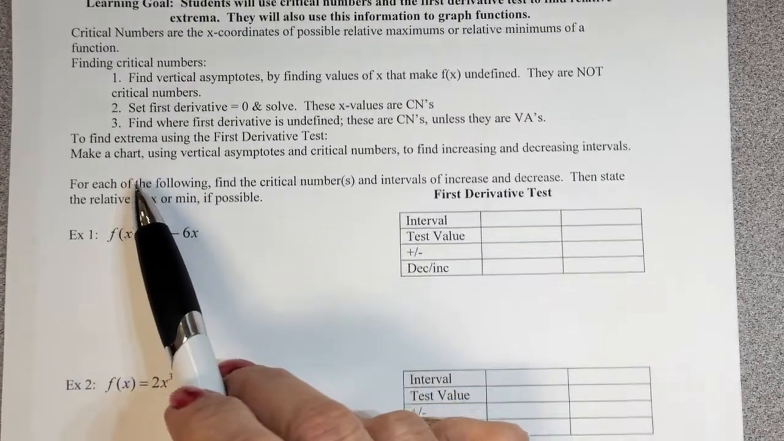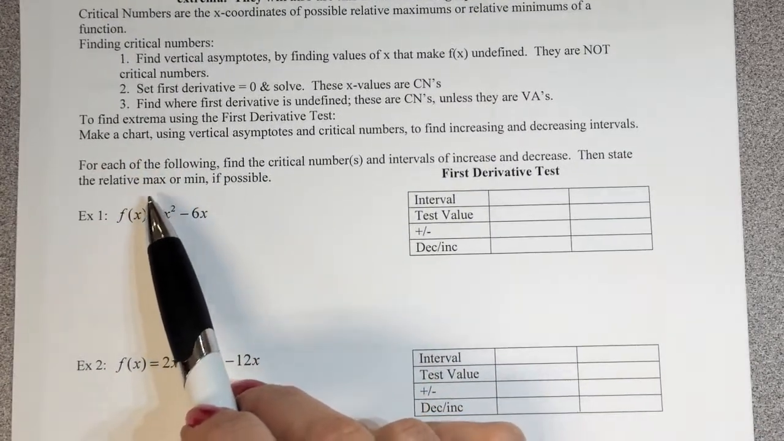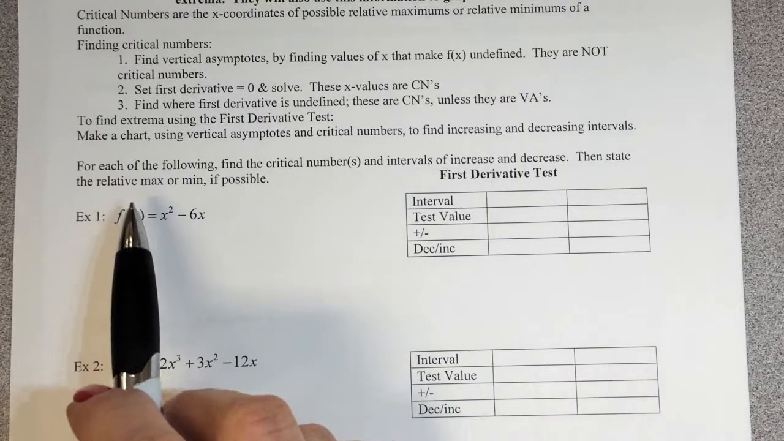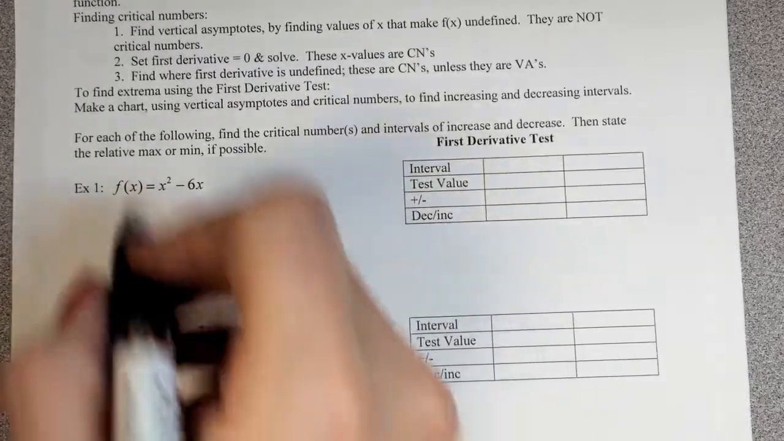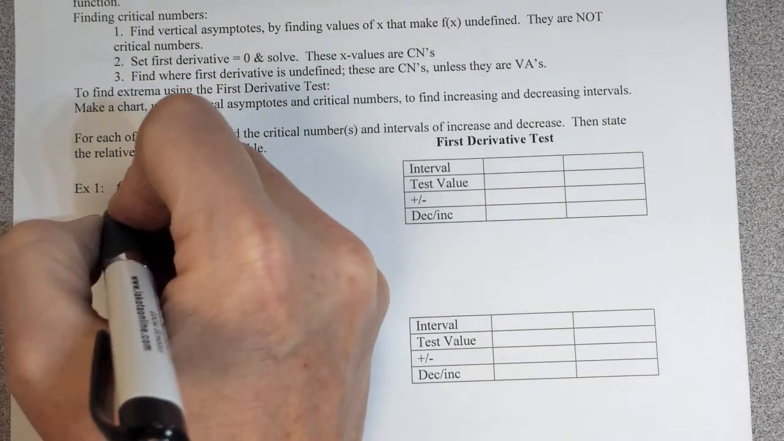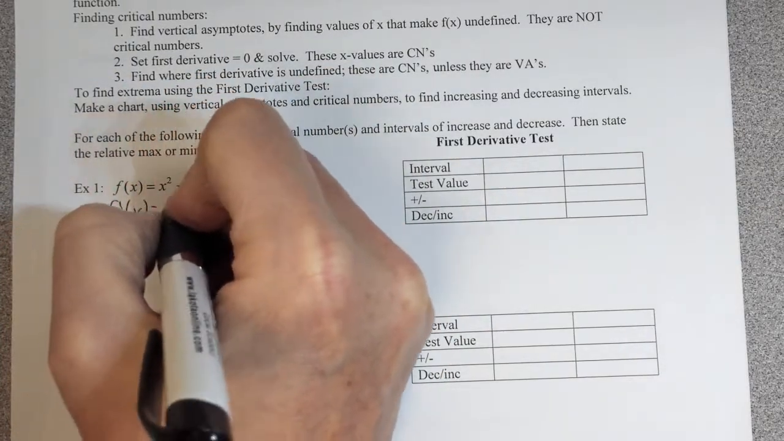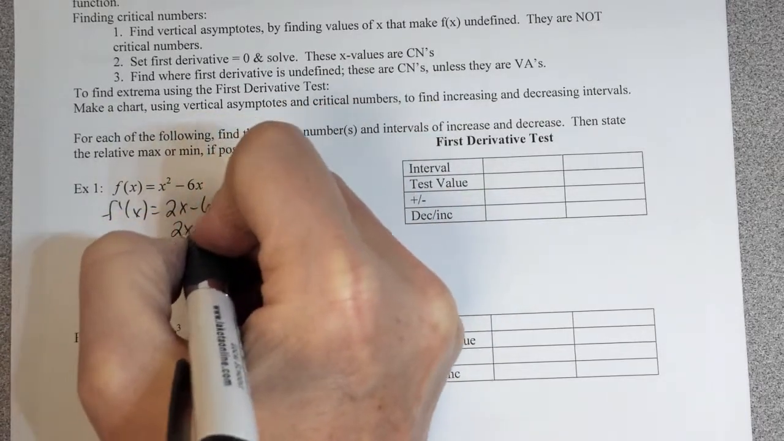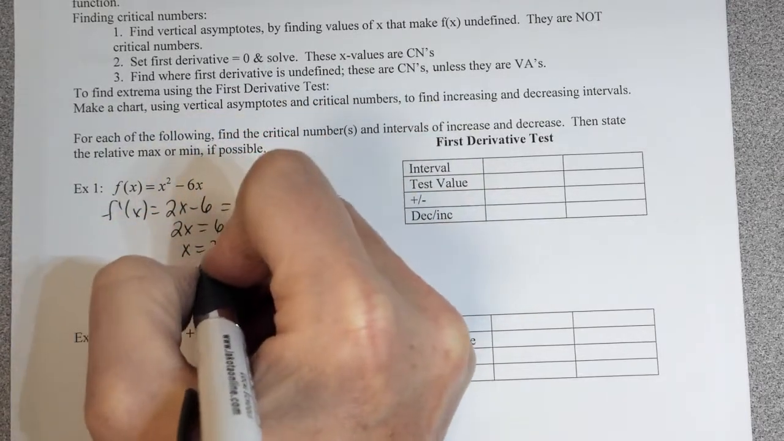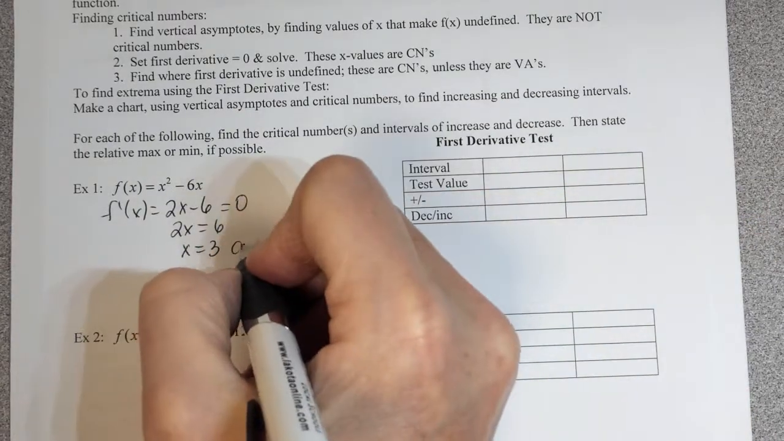So we're going to make our charts. We've already done this once before, and so we're just reviewing how to graph and do everything with this. Looking at this first function, I'm going to take that derivative, 2x minus 6, set it equal to 0, 2x equals 6, x is 3. So that's my critical number.